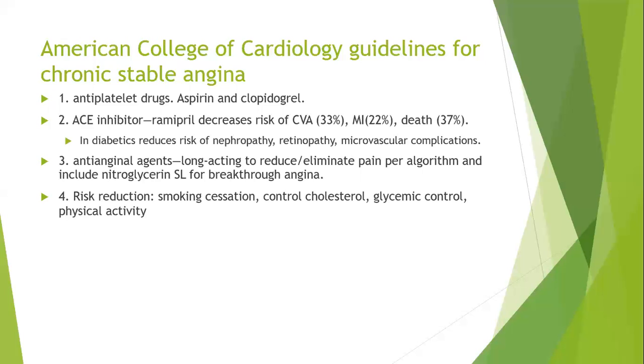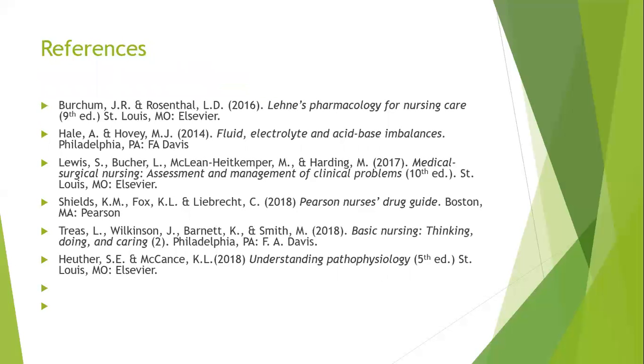So there are long-acting anti-anginal agents. And then you can have sublingual or short-acting nitroglycerin for breakthrough chest pain. And of course, risk reduction, like stopping smoking, controlling cholesterol, controlling blood sugar, and being more active. So that is it for that one.